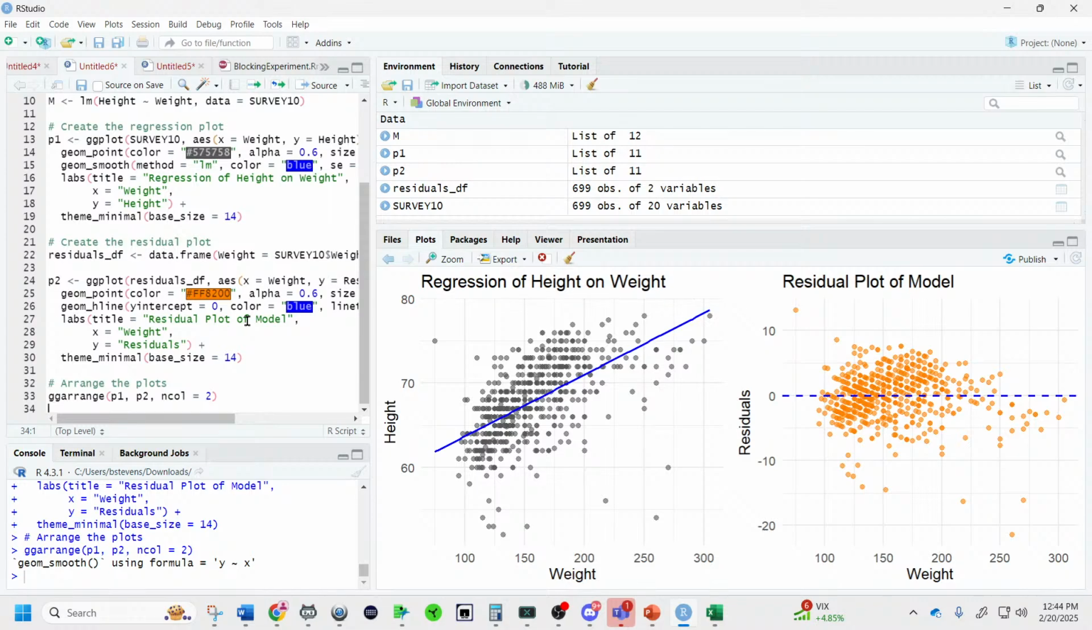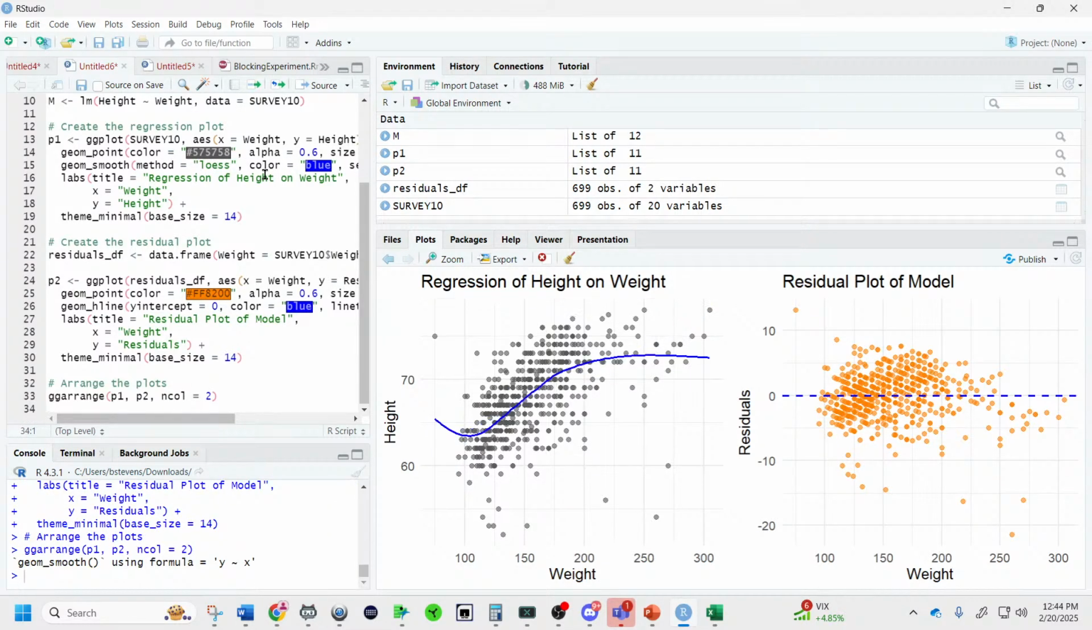I could go ahead and write all this out. I know what the geom_hline does. It adds the horizontal line, and the geom_smooth, all these things right here. I can move it to the loess method and get a bendy line to see if there are nonlinear relationships.